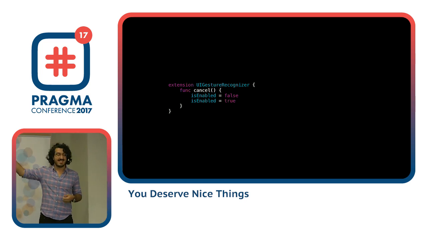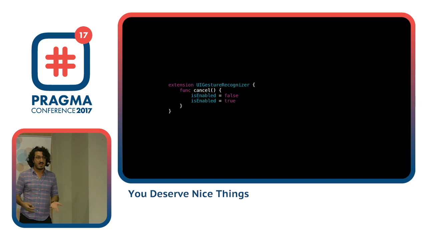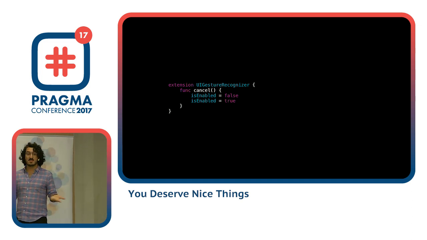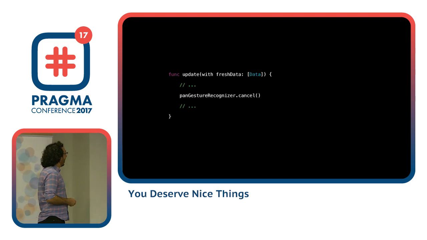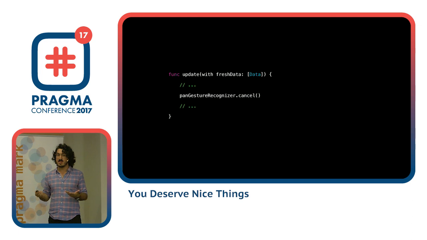You deserve nice things. So this is a method on UIGestureRecognizer called cancel, because UIGestureRecognizer is the superclass of all the other gesture recognizers. They all get this for free. And you can just call cancel at any time and cancel a gesture recognizer. Here we go. And the code is much simpler, doesn't need a comment, and expresses itself.